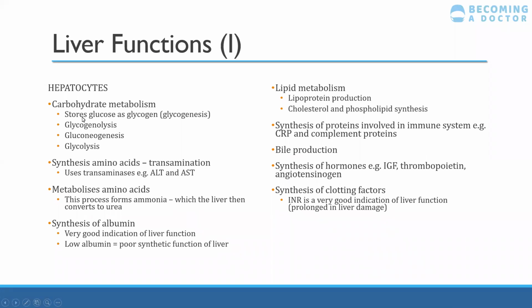So this could be storing glucose as glycogen. It could be breaking down glycogen and using the glucose, so that's glycogenolysis. It could be gluconeogenesis, which is essentially producing glucose from amino acids and lactate, and it could be glycolysis as well. Then the hepatocytes are also important in the synthesis of amino acids. So one example of them are transaminases. So you have your ALT and your AST.